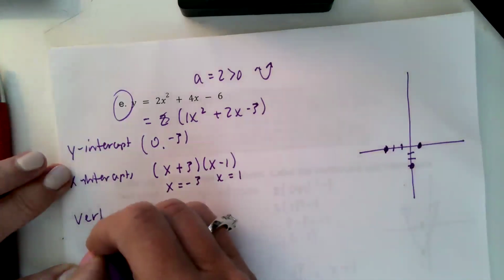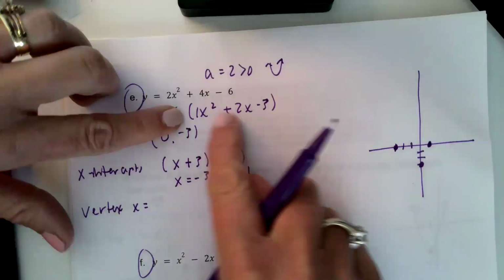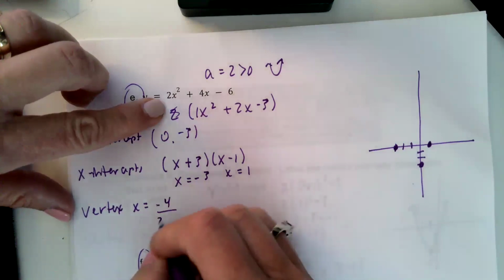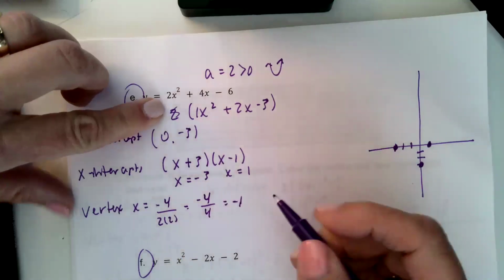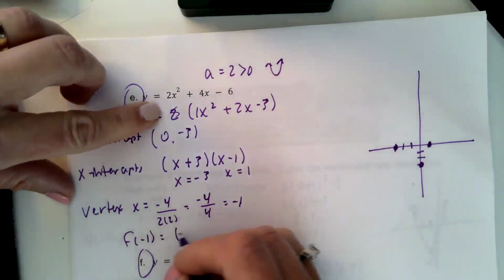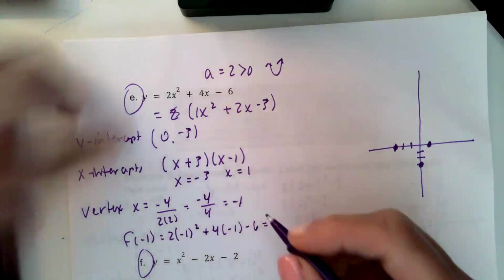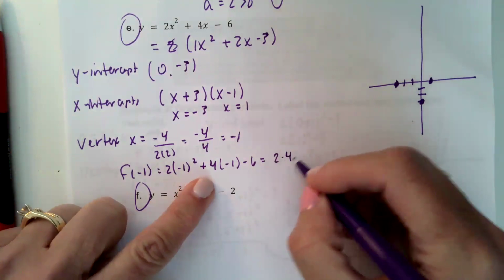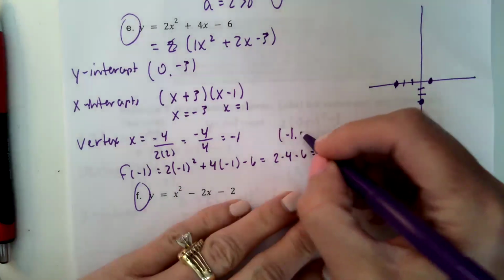And then we just have to find our vertex. The x of our vertex is at the opposite of b over 2a. I'm just going to use the original, just so you can see why it works. So this would be -4 over 2 times 2. So -4 over 4 is -1. And then if we put -1 in, f of -1 will be 2 times (-1) squared plus 4 times (-1) minus 6. So (-1) squared is 1, so this will just be 2 minus 4 minus 6, which is -8. So our vertex is (-1, -8).